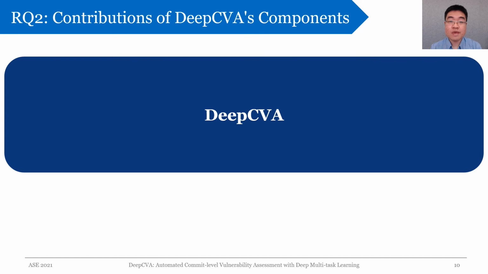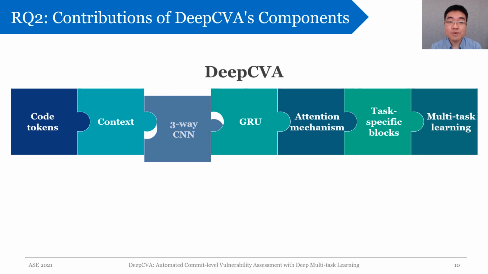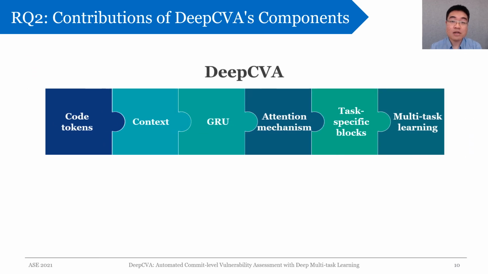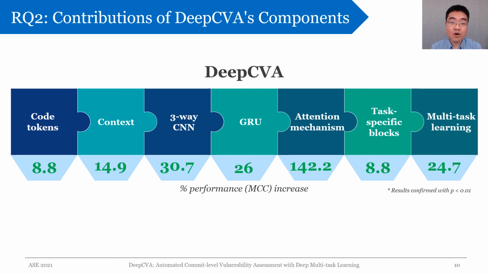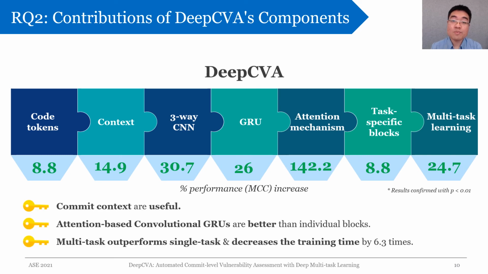In research question 2, we evaluate the performance of DeepCVA's components. For each component, we first remove it from the model and then combine the parts before and after it to create a new model. Overall, all components have a positive impact on DeepCVA's performance. Notably, using all components in the shared feature extractor is better than using them individually. Attention mechanism is particularly important, probably because code input is usually long and the information, especially of the initial code tokens, can be lost after passing through multiple time steps in the GRUs.